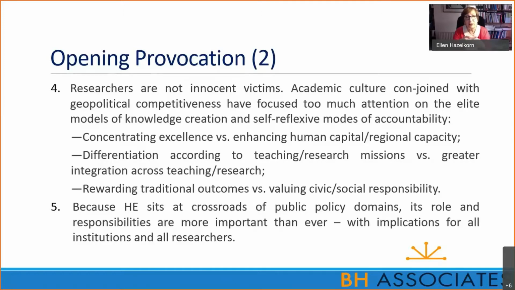So higher education, my last point in the provocation, sits at this crossroads within the public policy domain. Its roles and responsibilities have become increasingly more important over the years, and this has implications for all institutions, all researchers, and indeed much wider afield into issues around systems and how we look at higher education systems.